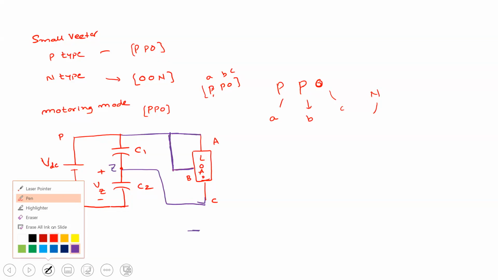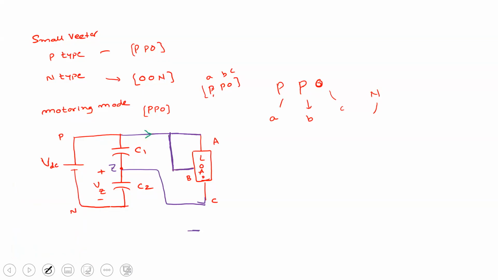All right, now let us mark the current. We assume motoring mode, the normal operation, so the power flow is from source to load. This current is flowing like this, and this current is also flowing like this. Which one is providing the return path? The C phase is providing the return path, so this current is flowing like this. Understood?